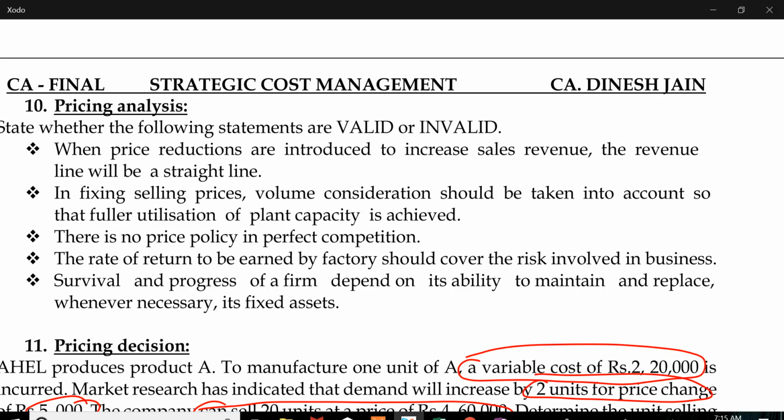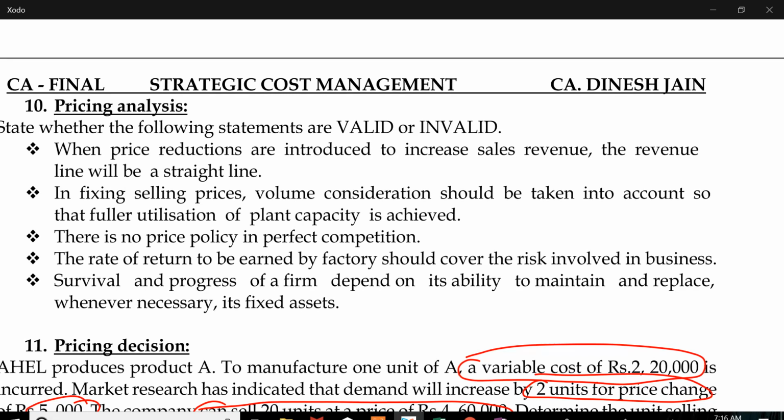That's all. I don't have any pricing policy in a perfect competition, because people can't even differentiate between two products. So where is the policy? I cannot think that my customer would want this or would not want this. So there's no concept of a price policy in perfect competition. Looks to be a valid statement.